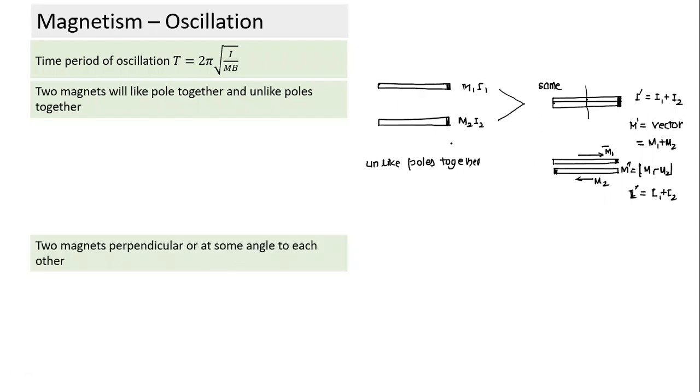And we can also have two magnets placed perpendicular to each other and then oscillate. First of all, in the equilibrium position, they have to be placed in such a way that the resultant M is along BH, and then oscillate.